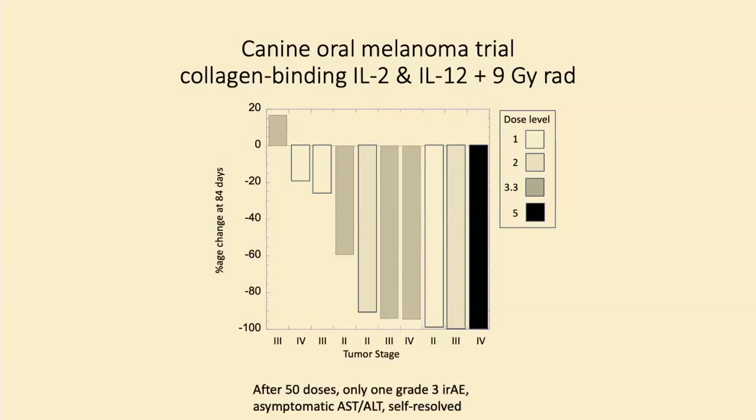In addition, and now the number is actually up to about 80 doses, there was only 1 grade 3 immune-related adverse event, and that was liver enzymes were elevated, which happens in immune therapy. The dog was asymptomatic, there's nothing wrong with the dog, and it self-resolved after a couple of days.